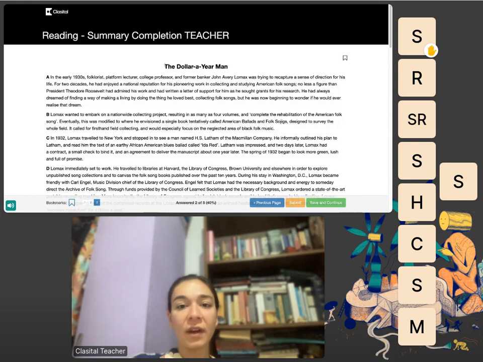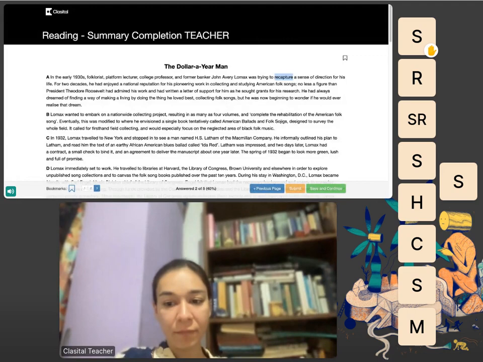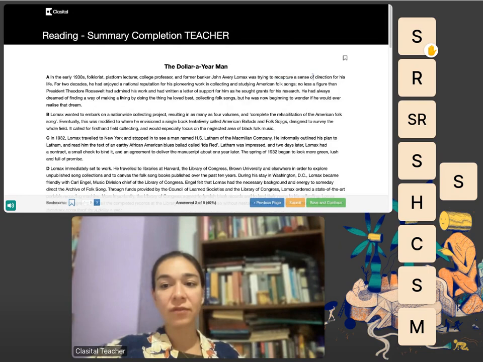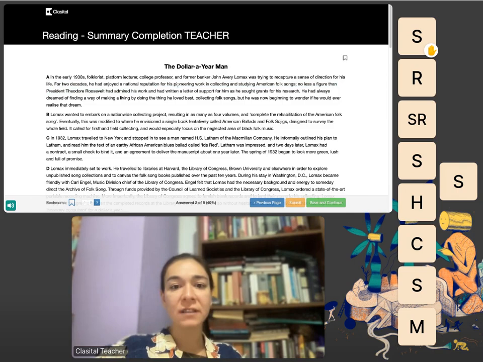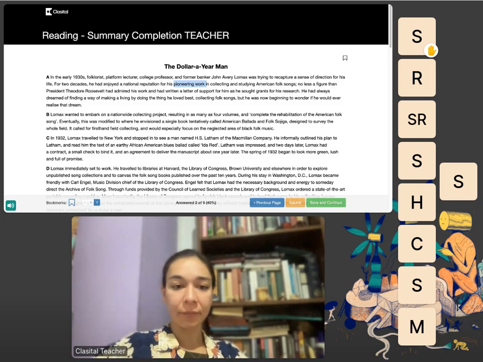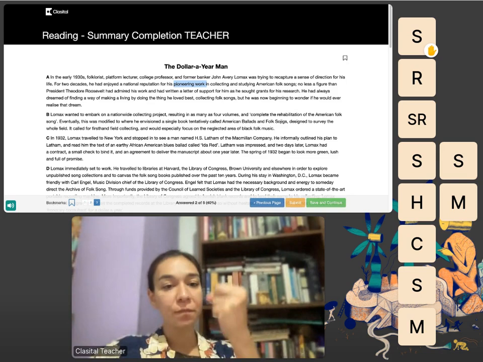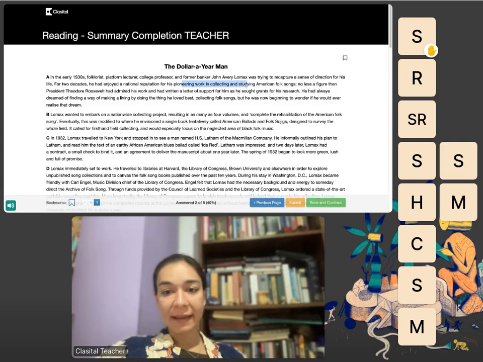The dollar a year man. In the early 1930s, folklorist, platform lecturer, college professor, and former banker John Avery Lomax was trying to capture the essence of something, a sense of direction for his life. For two decades, he had enjoyed a national reputation for his pioneering work, meaning being the first in something, in collecting and studying American folk songs.